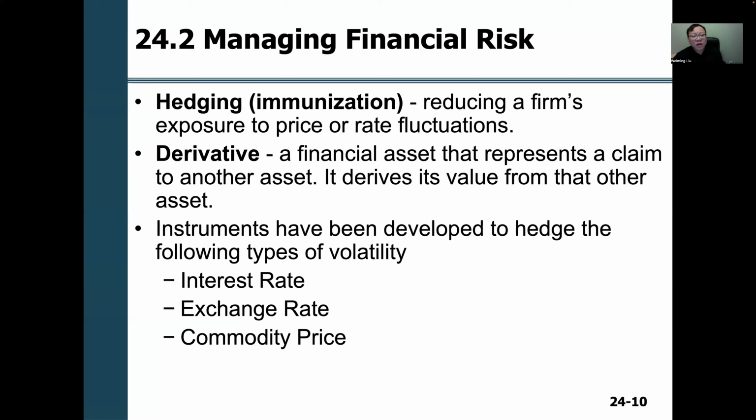Okay, that's hedging. Derivative, what's a derivative? A derivative is a financial asset that represents a claim to another asset. It derives its value from the other asset. On the financial market, there are different financial assets, right? You think about investment in stocks, investment in bonds, right? But there are some instruments that derive their value from other assets. Those are derivatives. Instruments have been developed to hedge the following types of volatility: for example, interest rate, exchange rate, and commodity price.